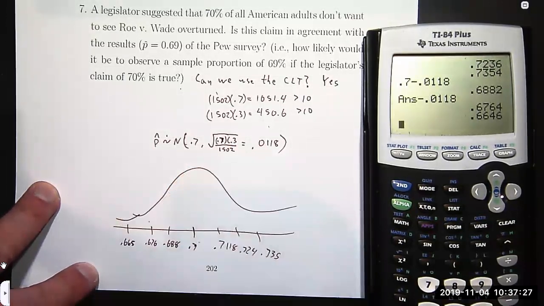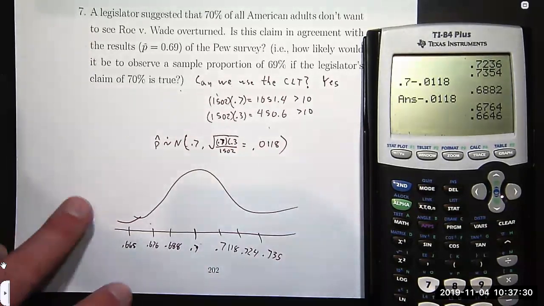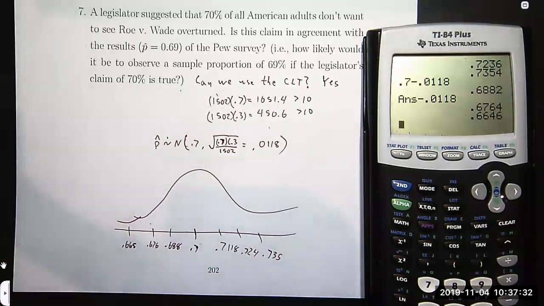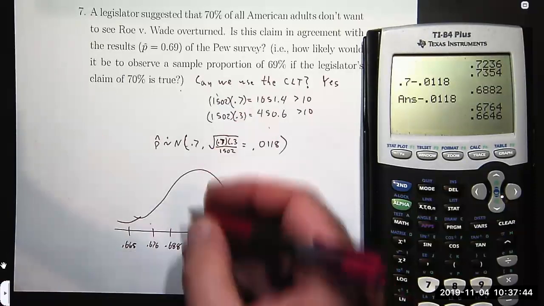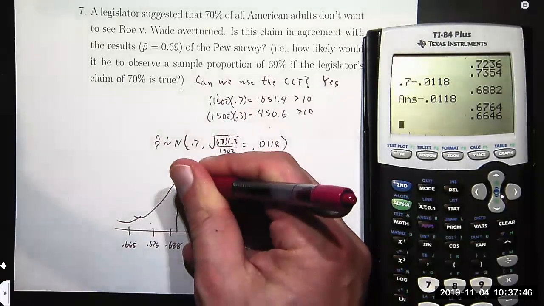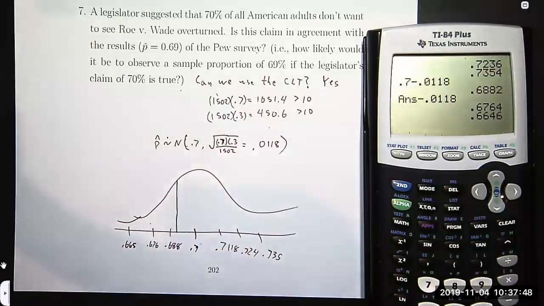All right. So are you all with me so far? So now we're going to be able to find how likely it is to get a 69%, somewhere around here. How likely it is to get a 69% with this 70% here.